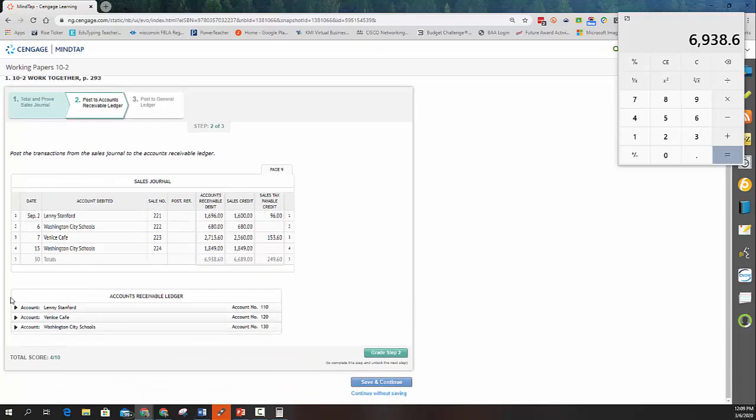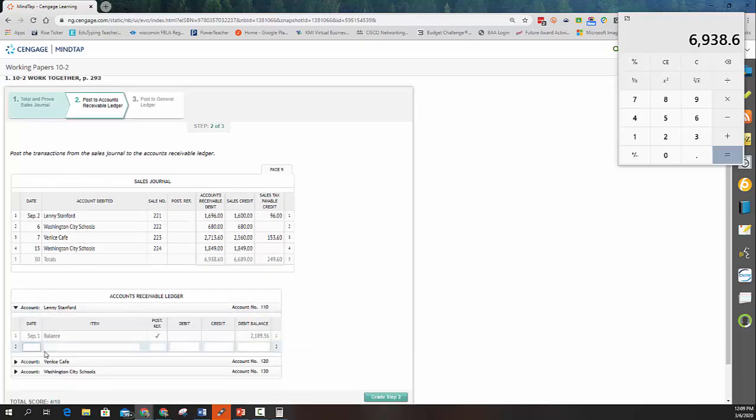So line number 1 goes to Lenny Stanford. So I'm going to go ahead and open up that one. The date is the 2nd. Nothing goes in the item column. My post reference is S9, meaning my sales journal page 9. And I'm going to be debiting it $1,696. It previously had a balance of $2,189.36, and I'm going to add those together. And I have a new balance for Lenny Stanford of $3,885.36. My last step that I do is I take my account number 110 right here, and it goes back up here under my post reference, saying I just posted that there.